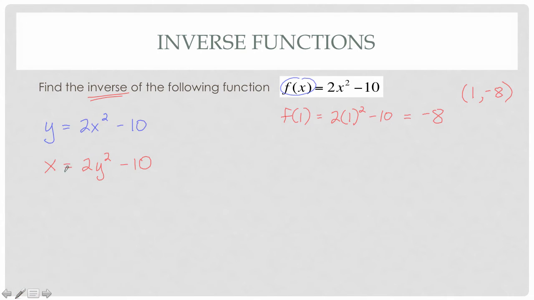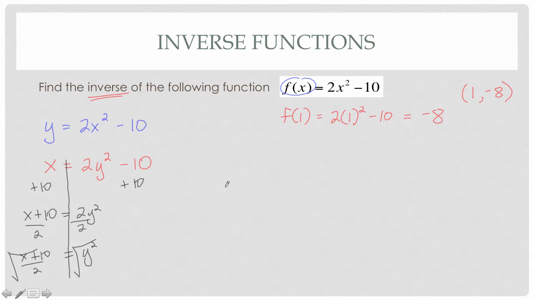Finally, now we can solve this for y to get y by itself. So let's add 10 to both sides. We've got x plus 10 equals 2 times y squared. Let's divide both sides by 2. So now we've got y squared equals x plus 10 over 2. And finally, we're going to square root both sides, and we end up with y is equal to the square root of x plus 10 divided by 2.